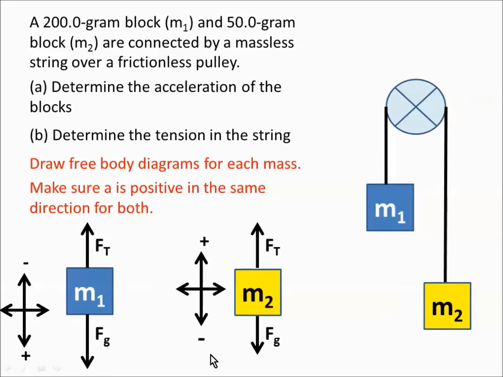When we get to mass 2, we have tension pulling it up and gravity pulling it down. Now for mass 2, we want the acceleration direction to match mass 1. So for mass 1, we said that going down is positive. But this string, if it goes down on this side, it's going to go up on this side. So on mass 2, the up direction is going to be positive, because a positive acceleration will pull mass 2 up and it will pull mass 1 down. So for mass 2, we define up as positive and down as negative. Our force of tension goes up and our force of gravity goes down.